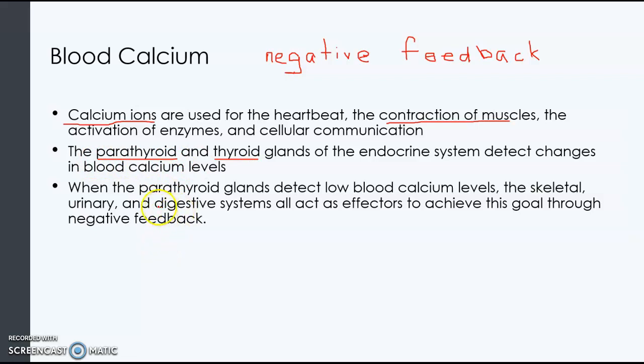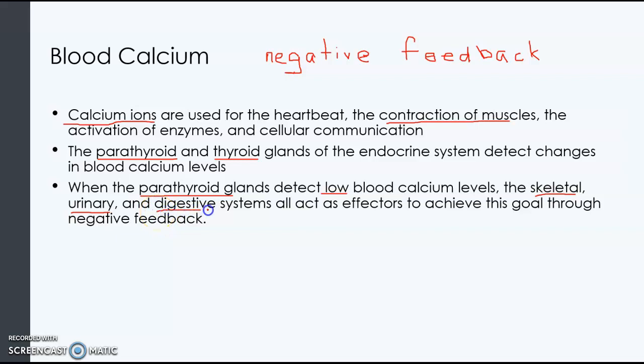What happens is the parathyroid glands will detect when calcium levels are low in the blood, and they will send signals to your skeletal system. Basically, bone tissue is broken down and calcium is released into the blood. The urinary system, instead of excreting calcium with your urine, would cause the kidneys to hold on to the excess calcium and basically put it back into your bloodstream.